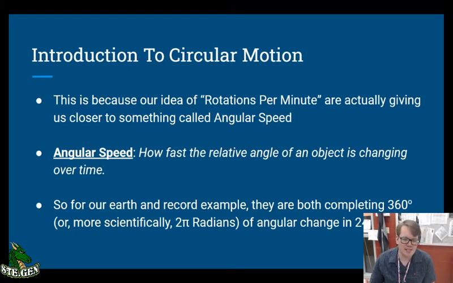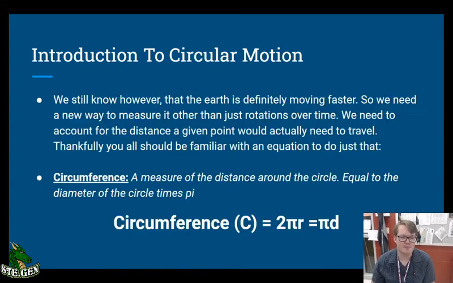So 360 is kind of just a made-up number. Radians is related to the arctangent and some other weird trig stuff that I don't remember from whenever I took that class in high school. So radians is a more scientific measurement. If you're using angles whenever you're talking about physics, you're probably going to be in radians.